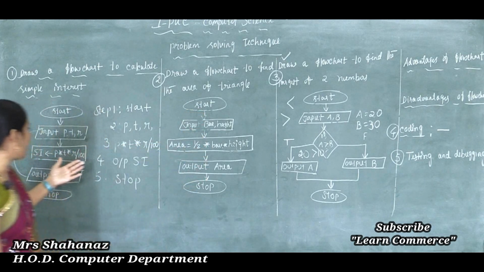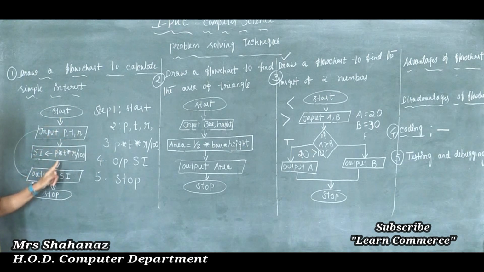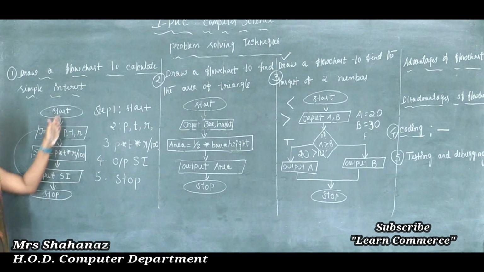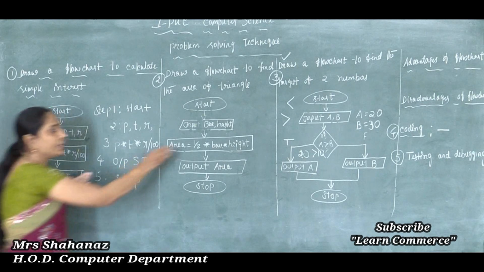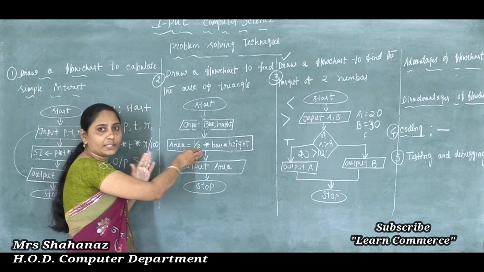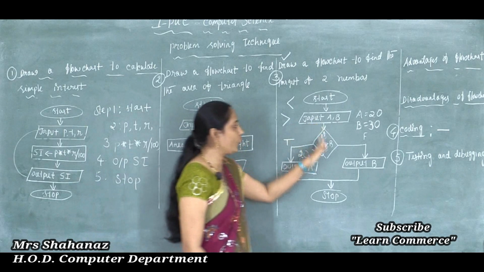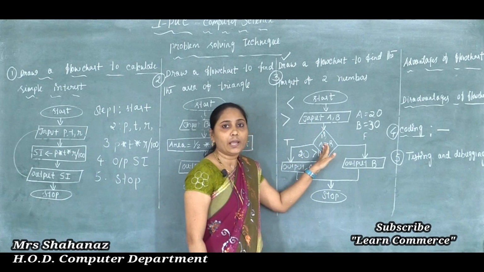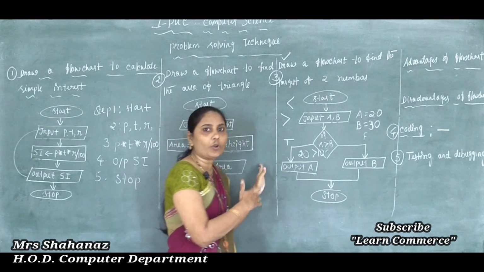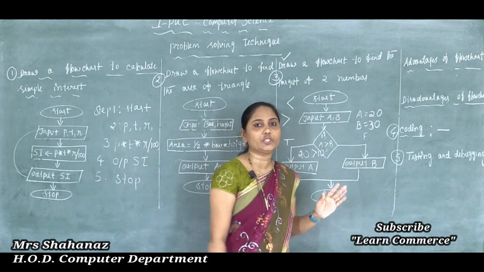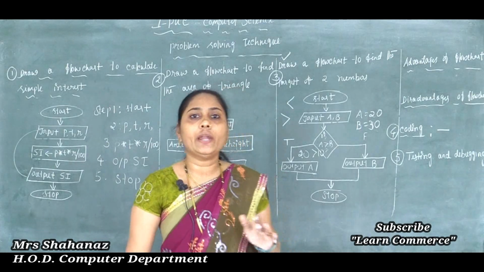Clear this point? When you see every flow chart, the arrow is there everywhere. In the first two, it flows in one direction only, top to bottom. But when you think about our third flow chart, depending on the condition, it may move to the left side, or sometimes depending on the condition, it moves to the right side. Okay, now we know that.